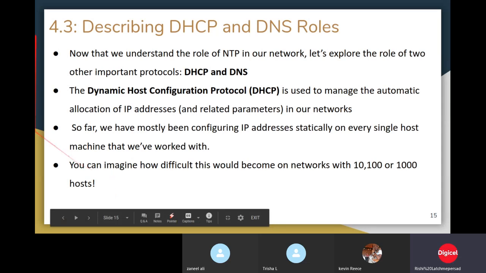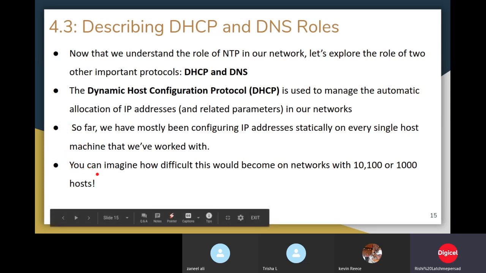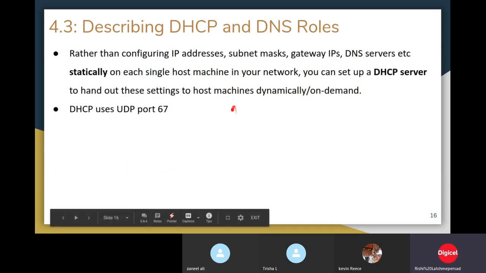You connect to Wi-Fi and everything kind of magically works. You don't have to go in and say, my phone will have 192.168.1 dot something, my laptop will have 192.168.1 dot something, my desktop will have this, my grandmother's phone will have this. No, everything just works. And DHCP is a very important part of that.